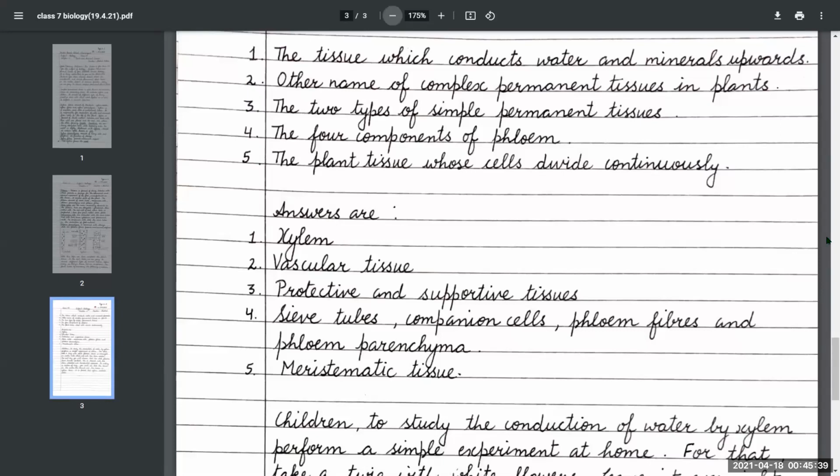Question 1, the tissue which conducts water and minerals upwards. Question 2, other name of complex permanent tissues in plants. Number 3, the two types of simple permanent tissues. Number 4, the four components of phloem. And number 5, the plant tissue whose cells divide continuously.